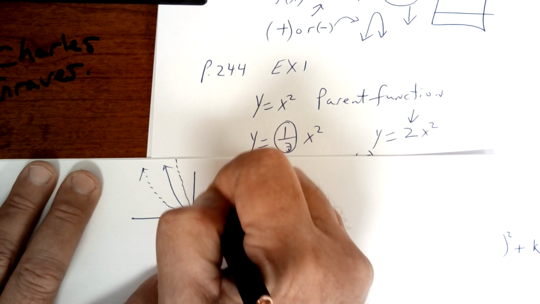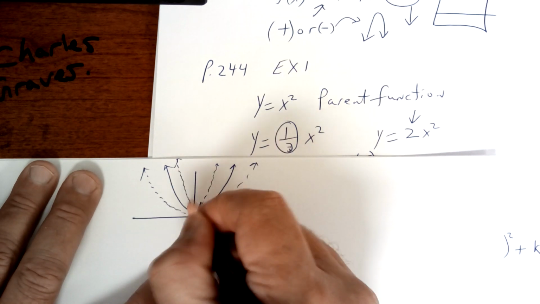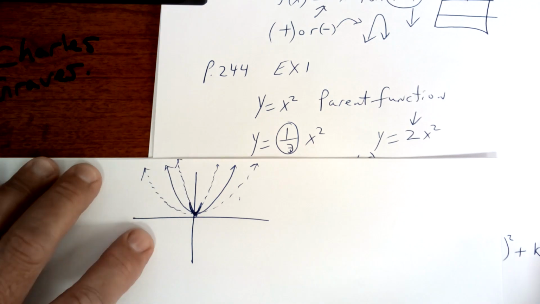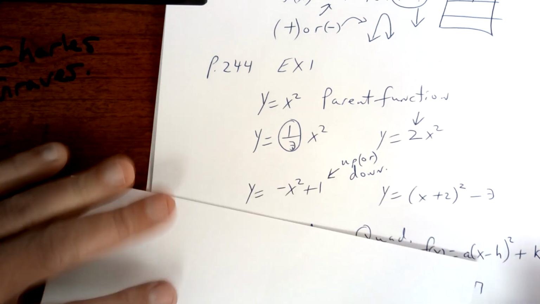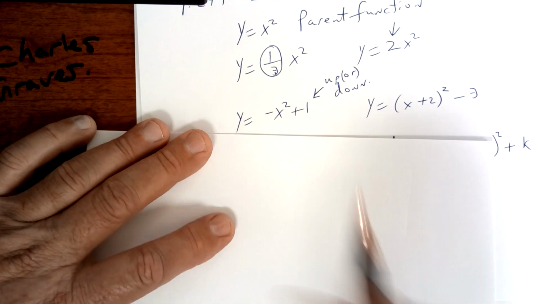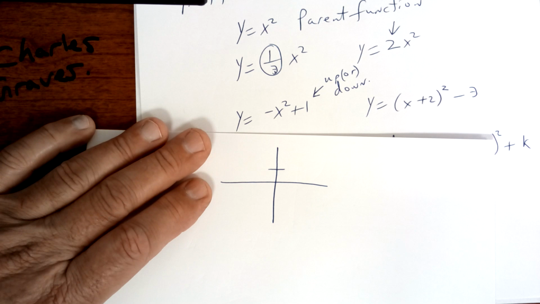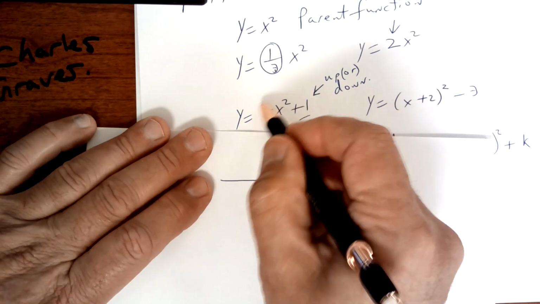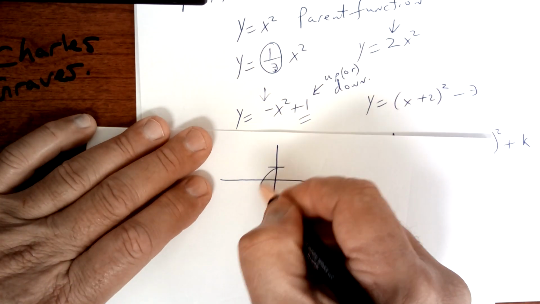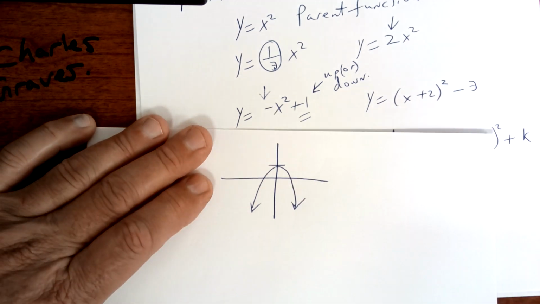Okay. But this is still a U shape, not a V. Even though it might look like a V, it's not. All right. Now this number right here, again, tells you if you go up or down. This is a negative, so it's going to go down. So in other words, you're going to go up 1 because of this +1. And it's a negative, so the graph is going to go down. So basically, it's a parent function, but it's up 1 and it's going down.